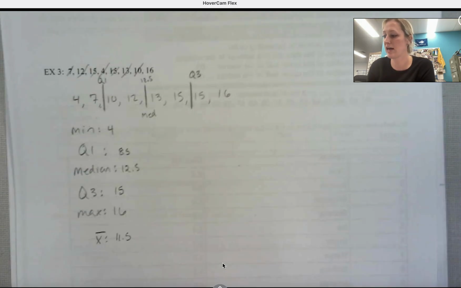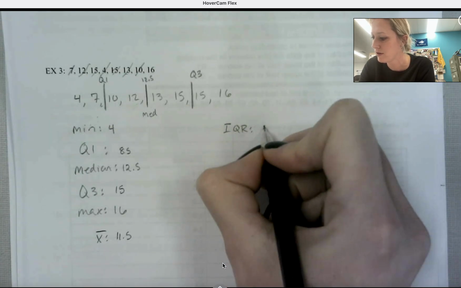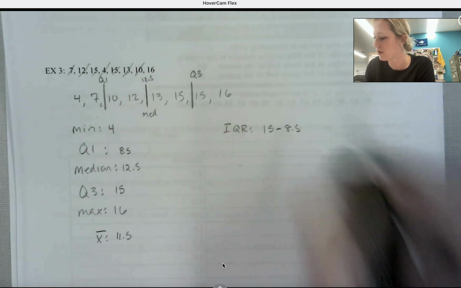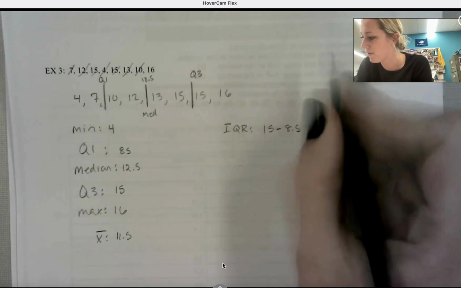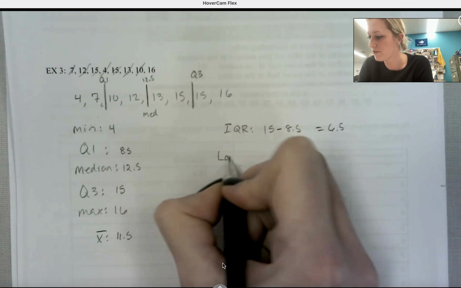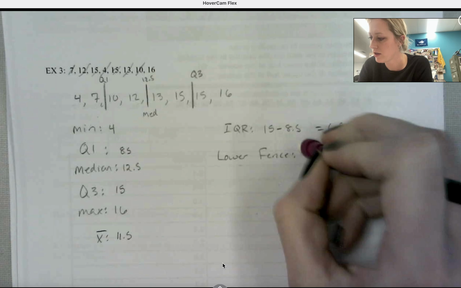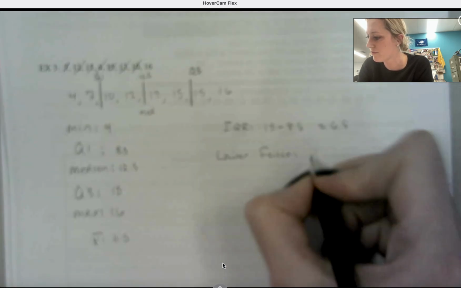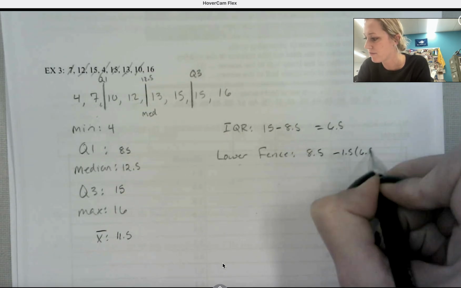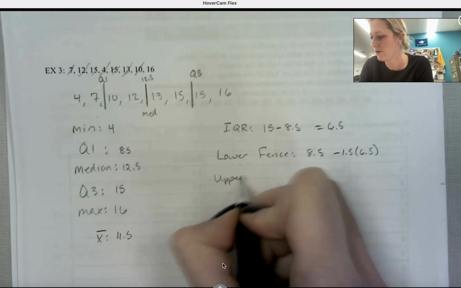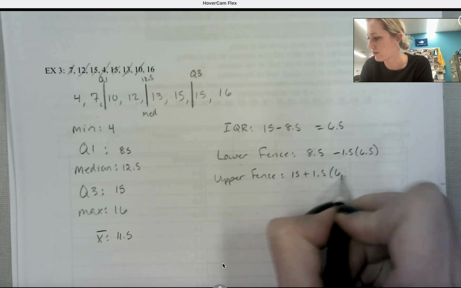Next, we're going to determine are there any outliers. So let's find the IQR first. So IQR, Q3 minus Q1. Okay, 15 minus 8.5 gives us our IQR of 6.5. Okay, so now let's find our fences. Lower fence is Q1, so 8.5 minus 1.5 of the IQR we just found, 6.5. Upper fence is Q3 plus 1.5 of the IQR, 6.5.